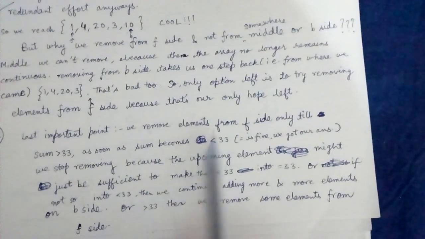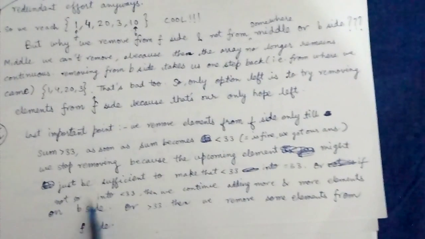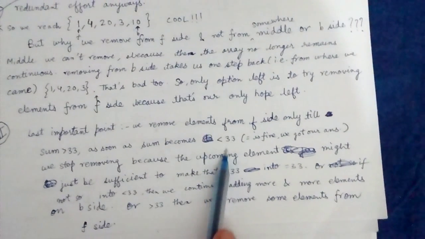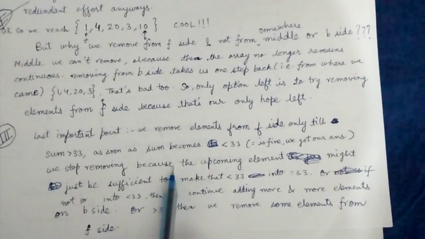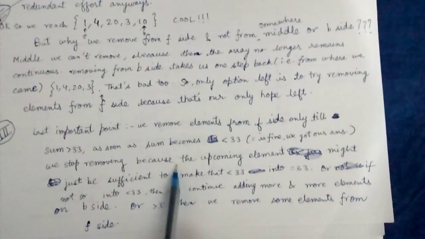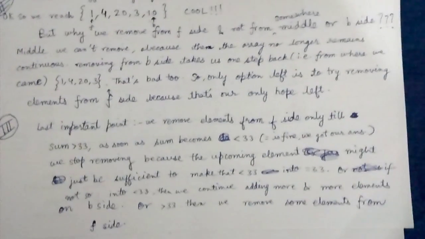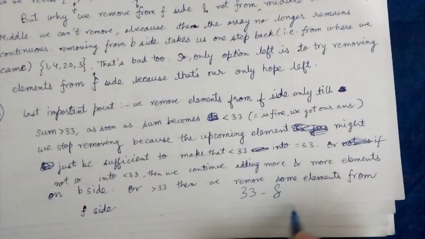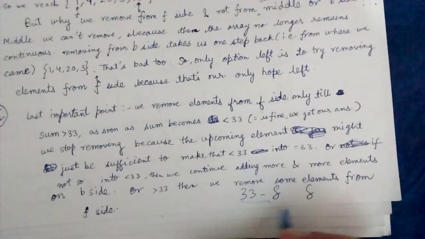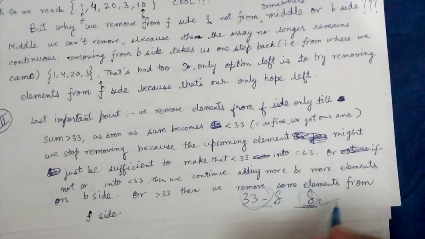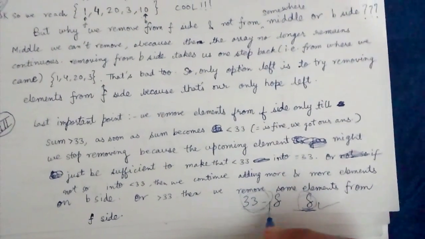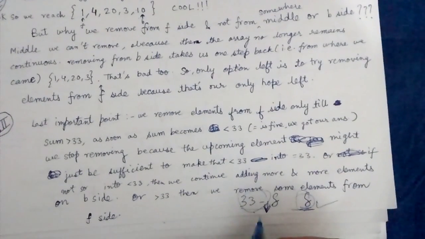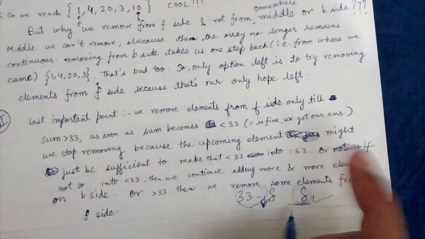We leave. But if it becomes less than 33, we have to toil more. We have to put some more effort. So what we do is we stop removing, because if the sum has already become less than 33 and we remove more elements, then the sum will decrease further. And the upcoming element might just be sufficient to fix that. So our sum has already become 33 minus, let's say, delta, and the upcoming element is delta. So that upcoming element will make the sum 33. If we remove further without thinking about the future, we are doing a bad thing. So we don't remove any further once we reach less than 33, because the next element coming might just be sufficient to make it 33.